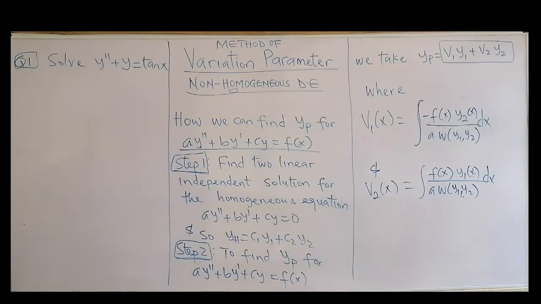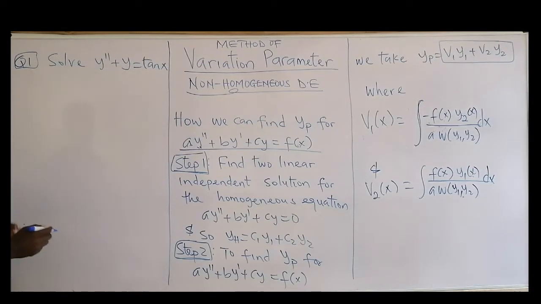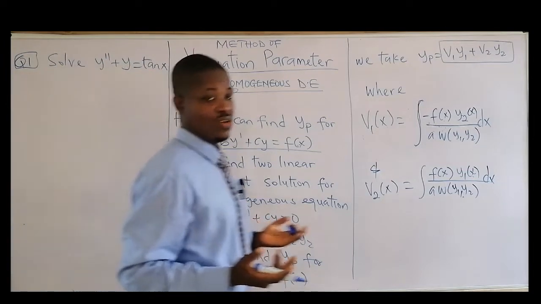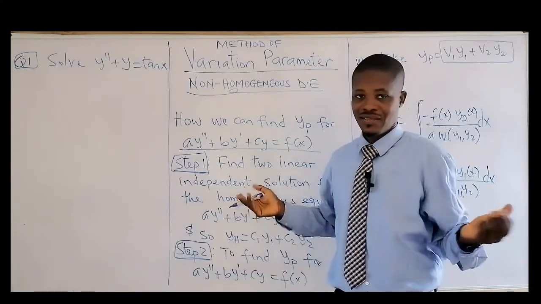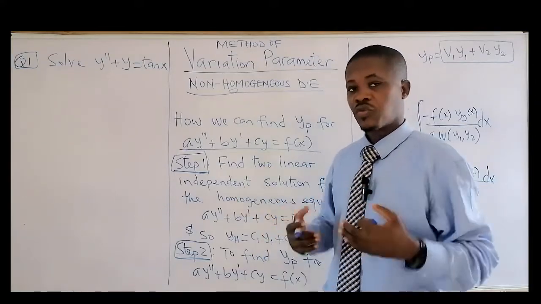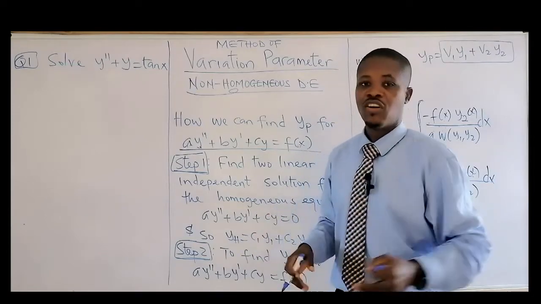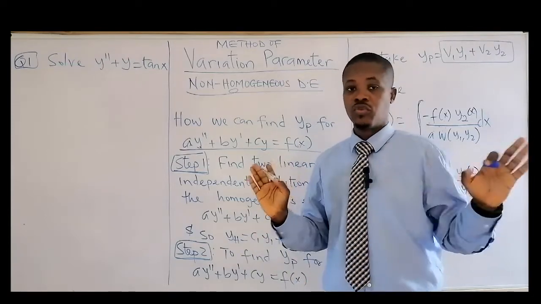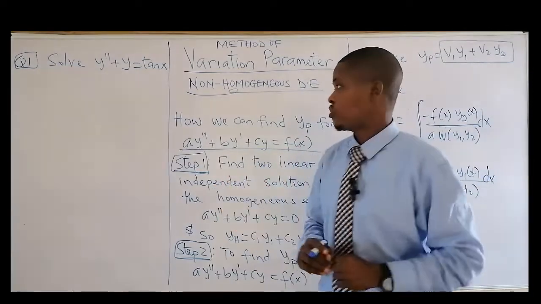So this is what we have: the second derivative of y plus y equal to tan x. If you're not instructed on any method to use, you can choose the one you like. But some questions will specify that you use variation of parameters, and some will tell you to use undetermined coefficients. If you are not told, the ball is in your court to decide which one you want to use.